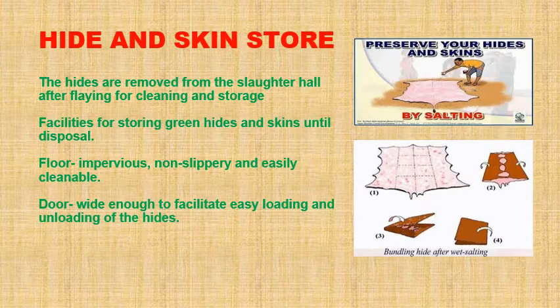Hide and skin store. The hides are removed from the slaughter hall after flaying for cleaning and storage. So this is a specific place for cleaning and storage of hides and skin. There should be facilities for storing the green hides, that is the raw, immediately taken hides and skin, until disposal. The floor should be impervious, non-slippery and easily cleanable. And the door should be wide enough to facilitate easy loading and unloading of the hides.